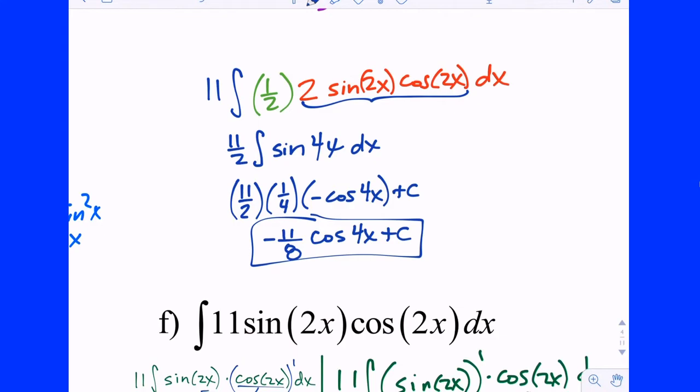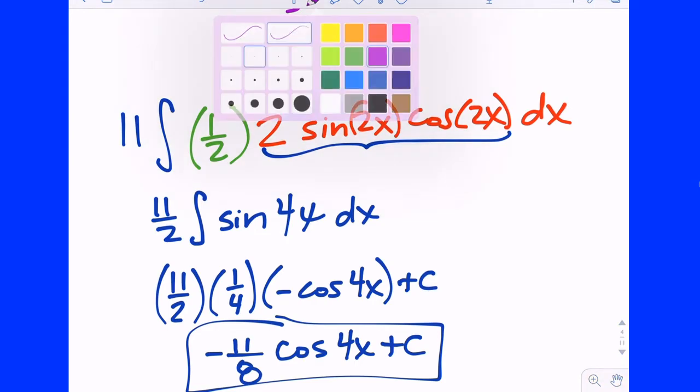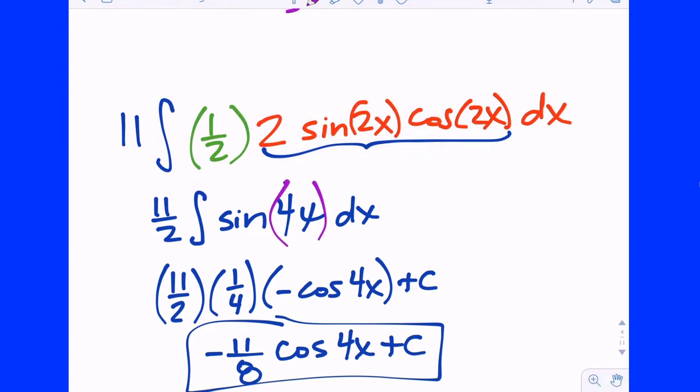I pulled the 11 out, and I multiplied by a clever form of 1 called 1/2 times 2. Pretty clever? I pulled the 1/2 out front with the 11, and I left it as 2 sine of 2x cosine of 2x, which condenses down by the double angle identity to sine of twice that angle. So twice 2x is 4x. This now gives me, it's still pattern recognition, but it's a single factor. And what's the inside function? 4x.